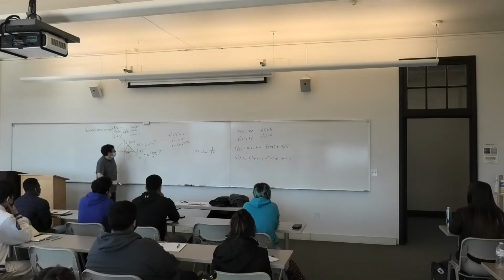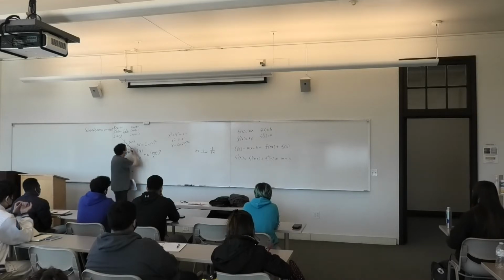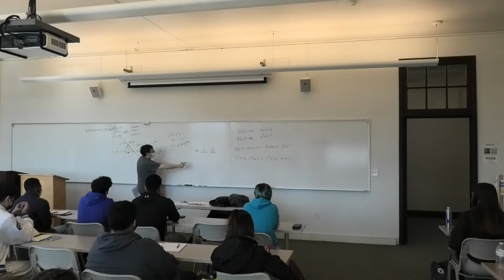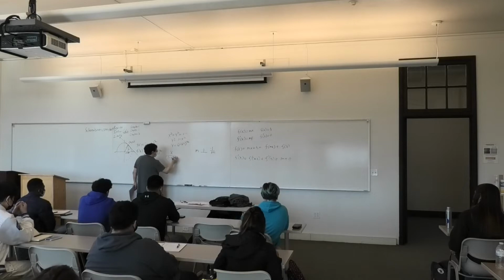Okay. So that's the slope of my radius. What's the slope of my tangent, which is perpendicular? It's going to be the reciprocal but with a negative sign.